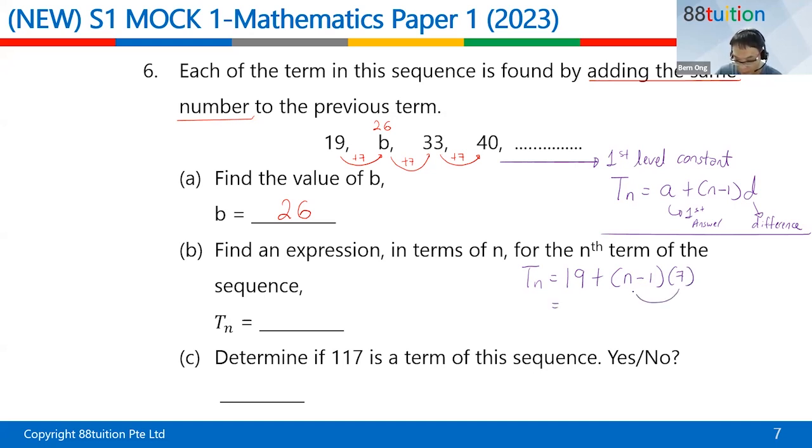You expand: 7 times n, 7 times negative 1. So it's 7n minus 7. 19 plus is still in front. Simplify: 19 minus 7 is 12, plus 7n. That's the answer. Or you can just put the 7n in front, it looks nicer: 7n plus 12. That's okay. So for first level constant, you can activate your term n equal to A plus n minus 1 D.